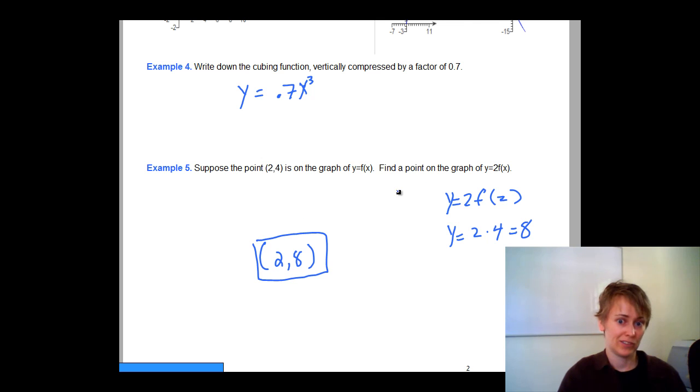Another way you could have done it is you just recognize quickly that 2 in front means you're vertically stretching it by a factor of 2. So the old y values go up by a factor of 2. So 4 went to 8. And that's all there is to this.